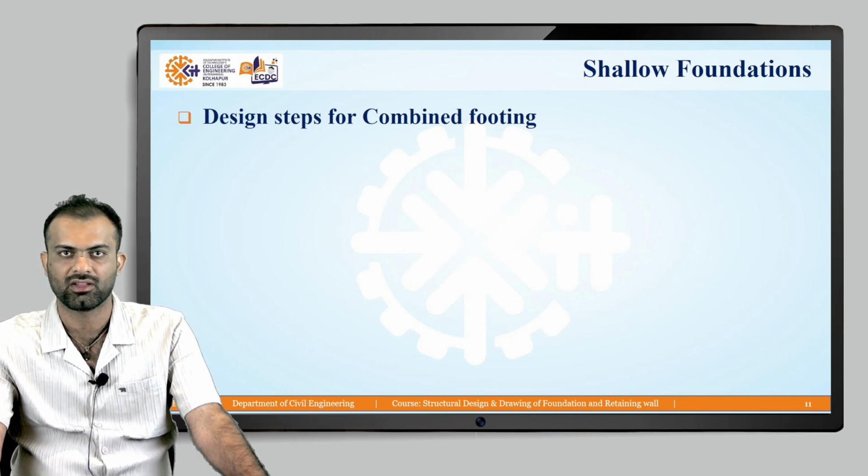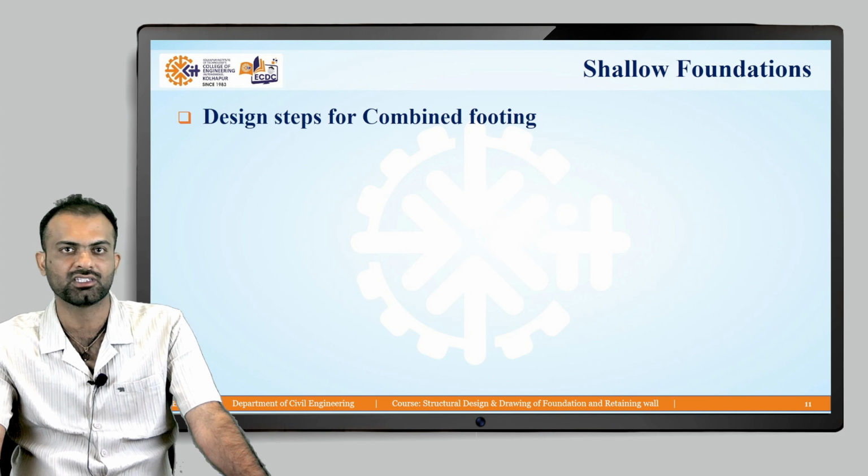Conceptual design and drawing of footings and retaining walls. In the previous session, we discussed the IS 456 recommendations for designing a combined footing. In this session, we are going to discuss the design steps we are going to follow to design the combined footing.